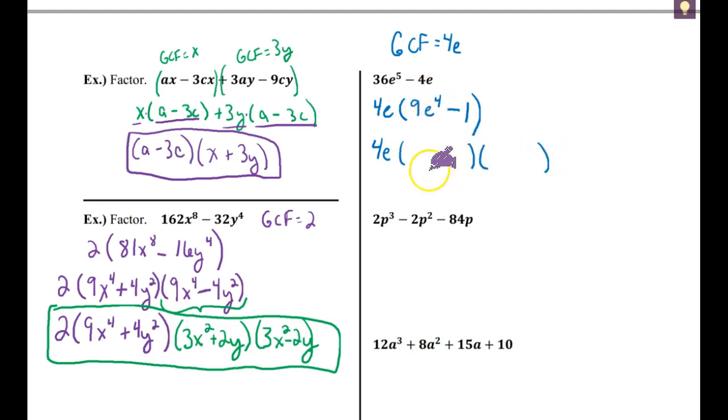What times itself would give me 9e to the 4th? 3e squared, right? 3 times 3 is 9. E squared times e squared is e to the 4th. These are conjugates, so one is positive and one is negative. And then 1 times 1 gives me 1. And now e squared and 1 are perfect squares here, but 3 is not. So that's as far as we can go.